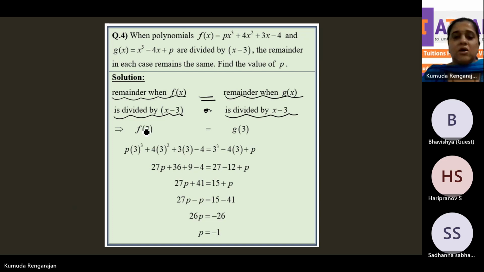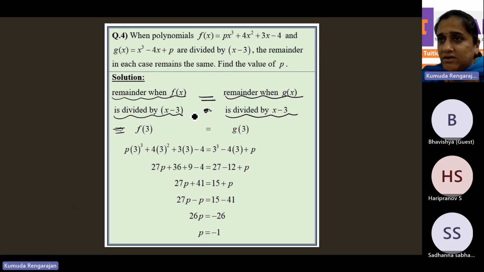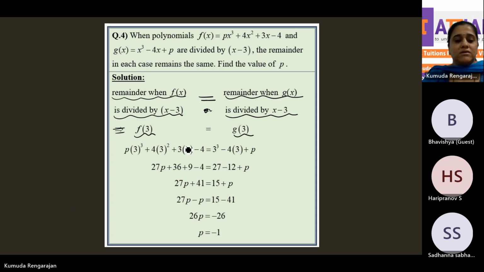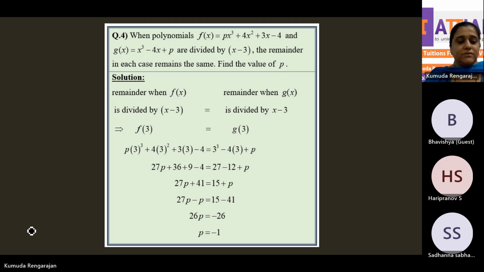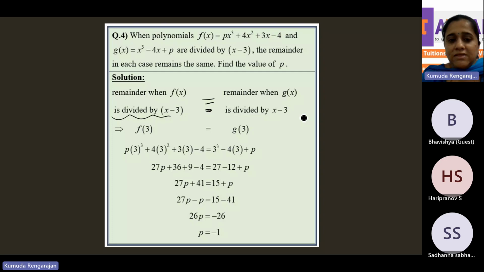Correct? Okay, is equal. This means what? f of 3. How do I get f of 3? x minus 3 is equal to 0, x is equal to 3. This means f of 3 is equal to g of 3. The remainders are the same. This remainder is equal to this remainder. That is f of 3 is equal to g of 3. You understand that equation?